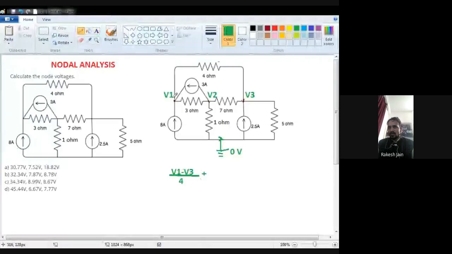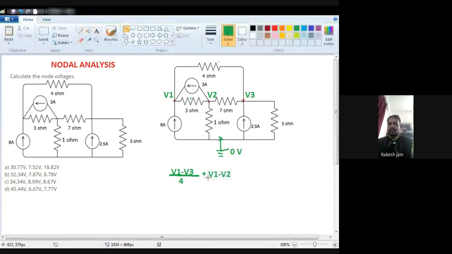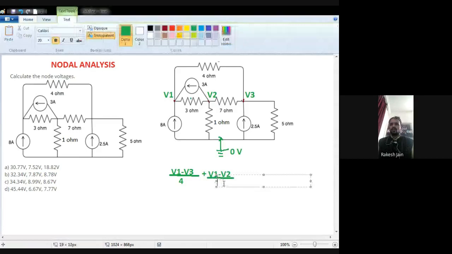Now also connected with V1 is the 3 ohm resistance, whose second point is connected with V2. I am writing the equation for the V1 node, that's why my node voltage V1 is positive and the second node voltage V2 is negative. So V1 minus V2 divided by the value of the resistance, that is 3 ohm.